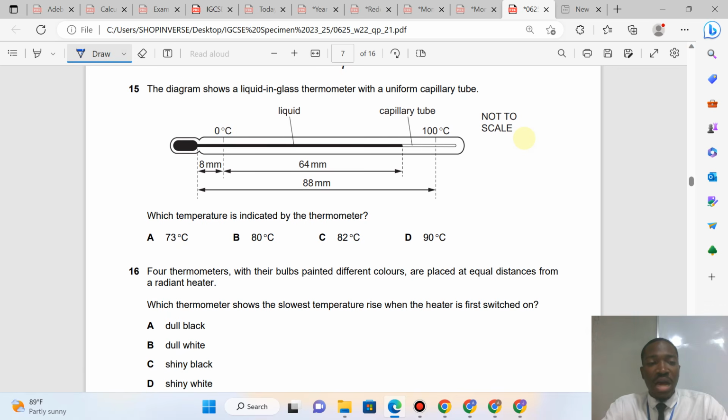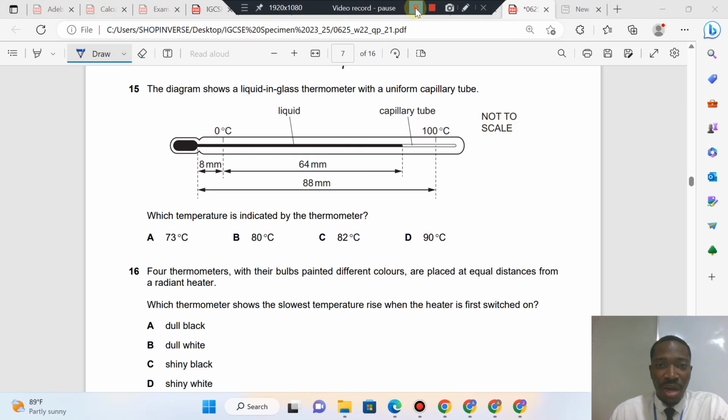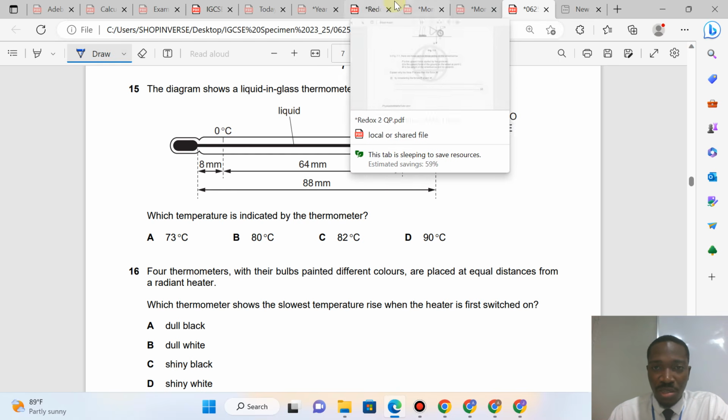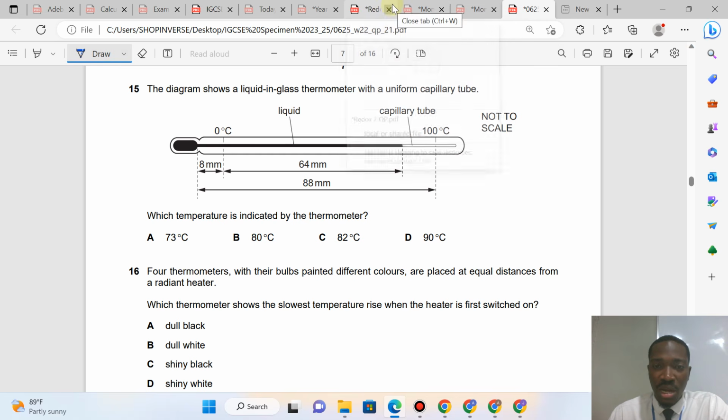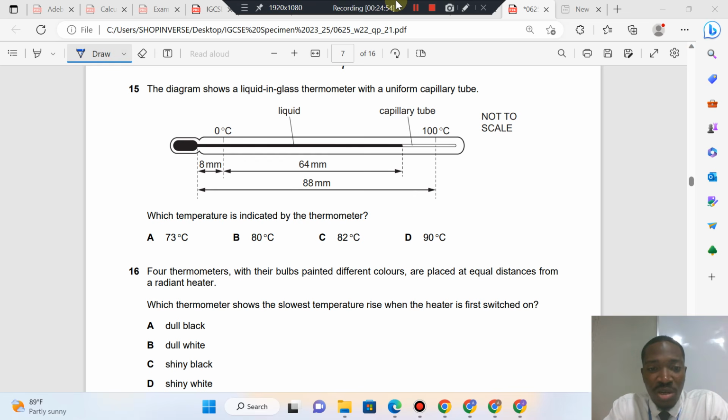Question 15. The diagram shows a liquid in glass thermometer with a uniform capillary tube. So we have the liquid, we have the capillary tube, all parts of the liquid in glass thermometer are shown. Now, what does this mean to us? The question says, which temperature is indicated by the thermometer? In this case, you have to do some conversion. How do you do this conversion?